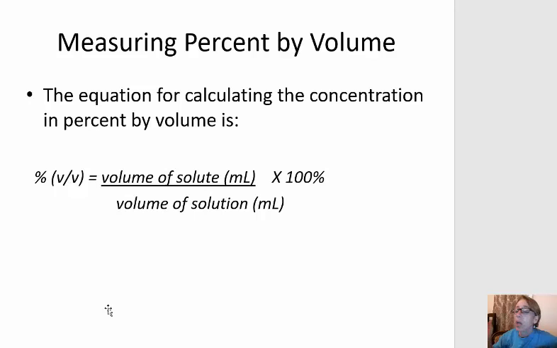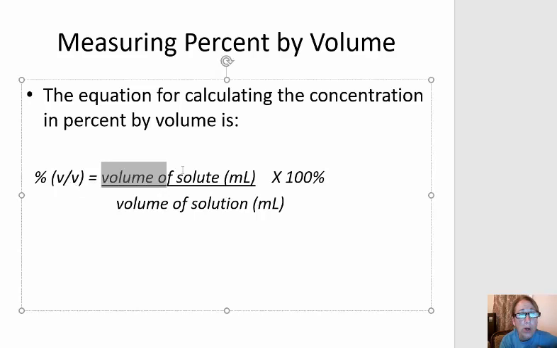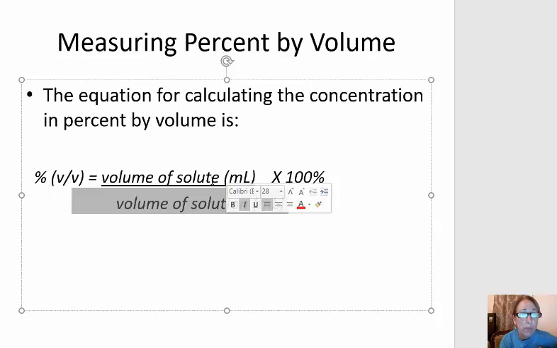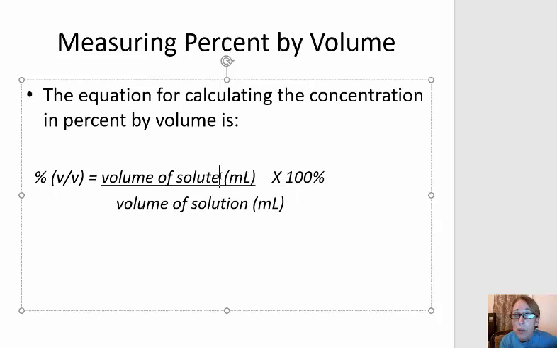So here is our equation for measuring percent by volume. The percent V/V is going to be the part, which is the volume of the solute in milliliters, divided by the whole, which is the volume of the solution in milliliters. So in this case, the solute could be ethanol and the solution could be the wine. And then to get it to a percentage, we multiply it by 100%.